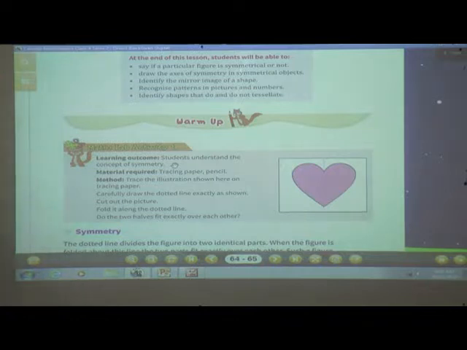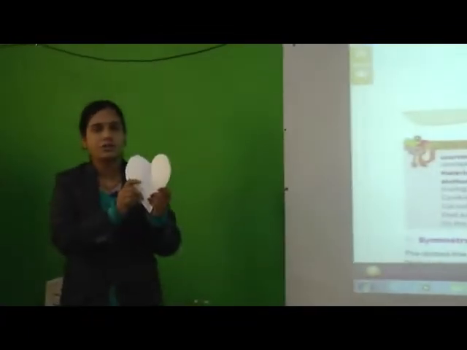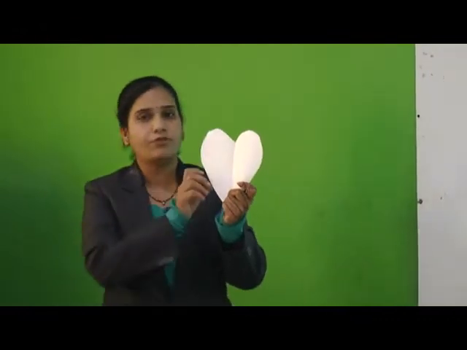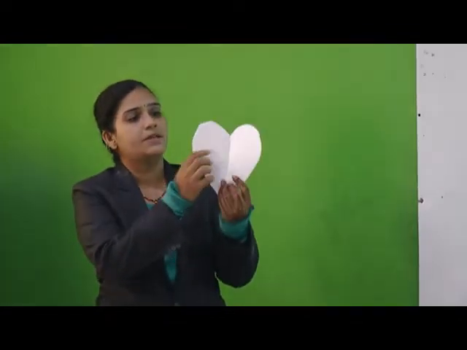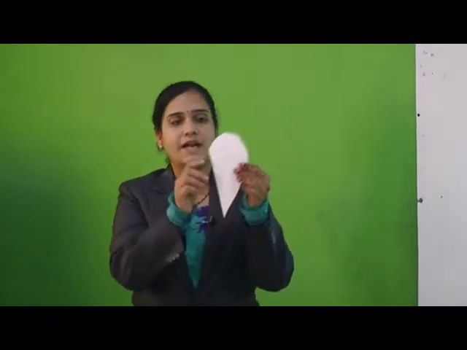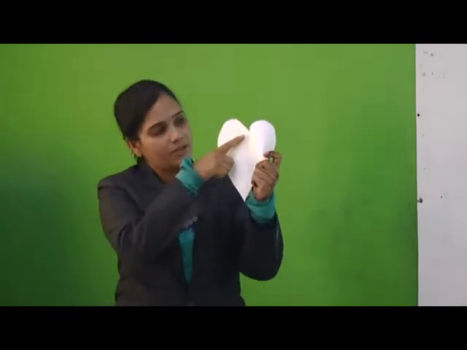See here. Here is a shape shown in the book. Okay, so what do we do, students? We will exactly fold this shape. See, like this. What do you observe? Yes students, you observe that this line makes two parts of this shape, isn't it? And when we fold it, they exactly overlap with each other. So that's why this line is called the axis of symmetry.